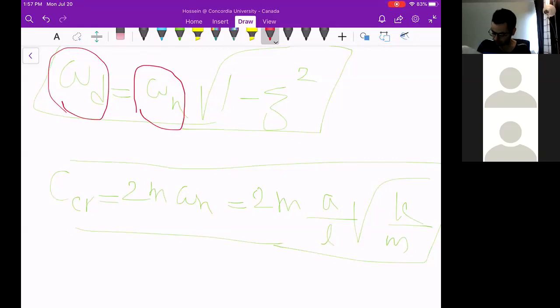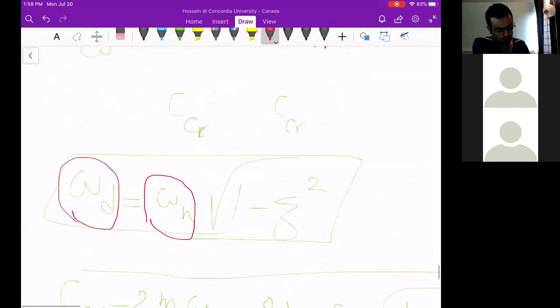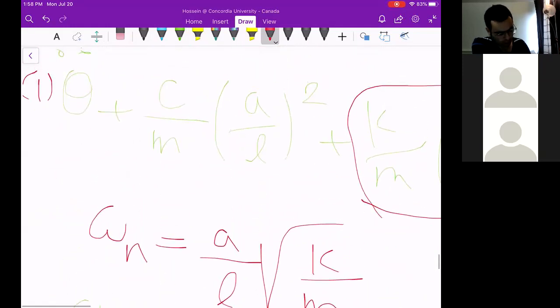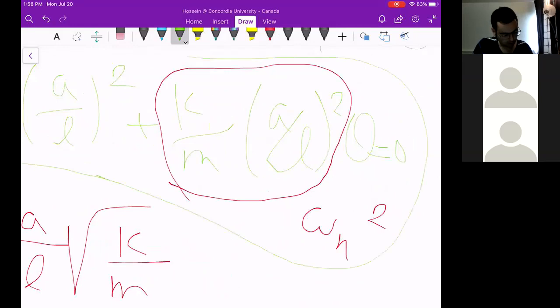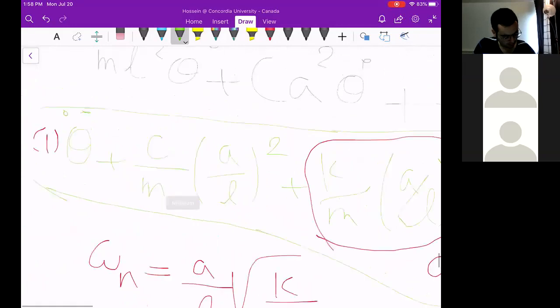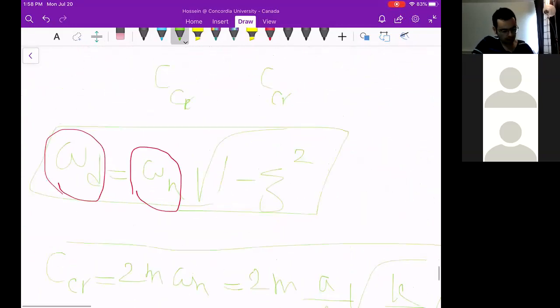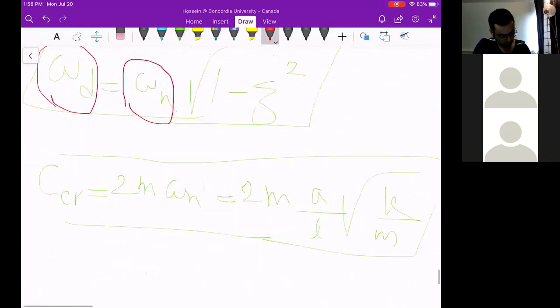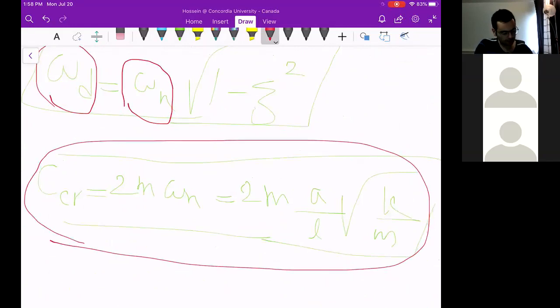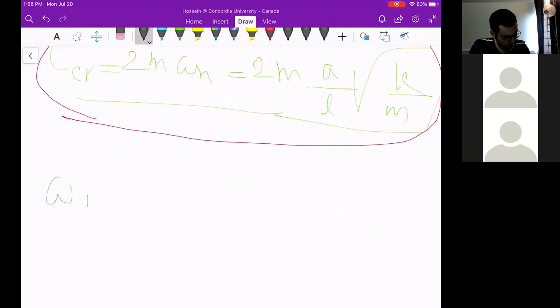And zeta can be related to C. So we are done with the equation of motion. Basically here, if I want to recap, we are done with the equation of motion, and we are done with critical damping. We are done with this part. And for the damped natural frequency, omega n we obtained.